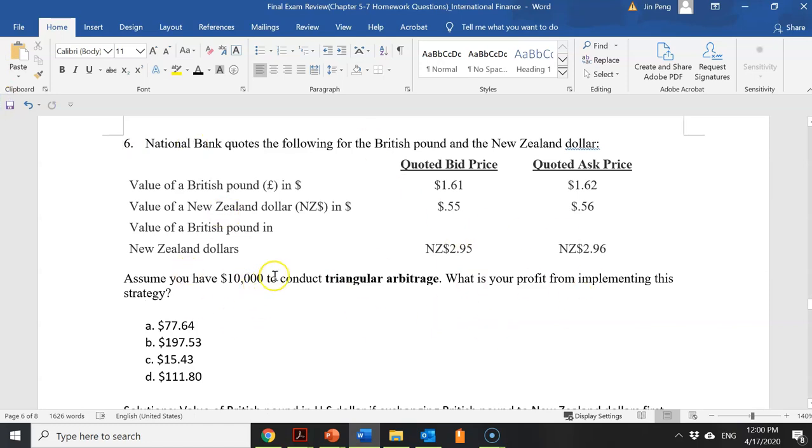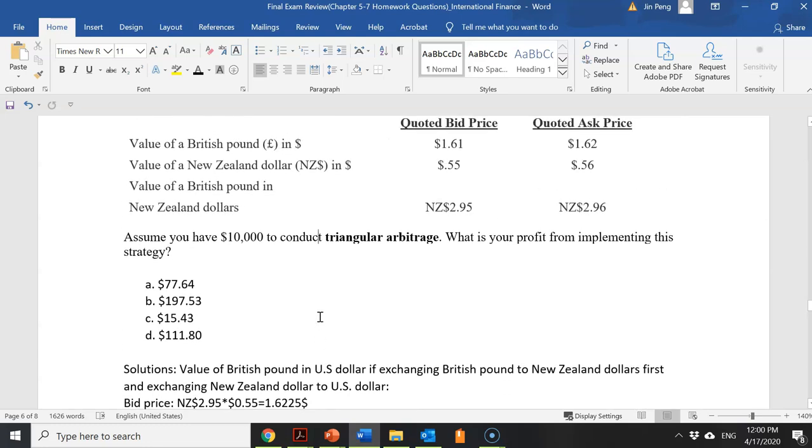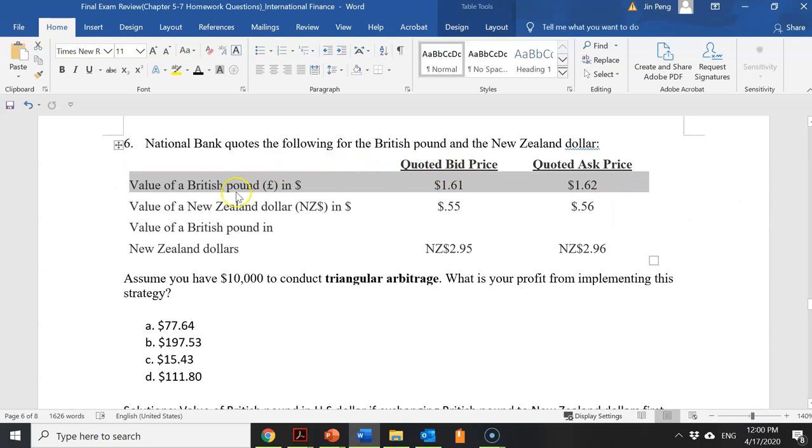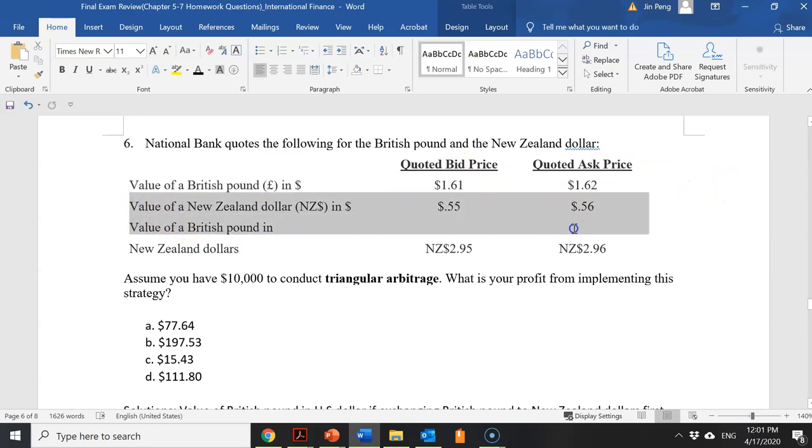Again, we have examples in the slides for this question. And we can always use the same method to solve for such questions. Okay, so here I know that the British pound in dollar is 1.61 and 1.62 for the bid and ask price. And we can use the second and third row here to have a new bid and ask price to exchange British pound to the US dollar.